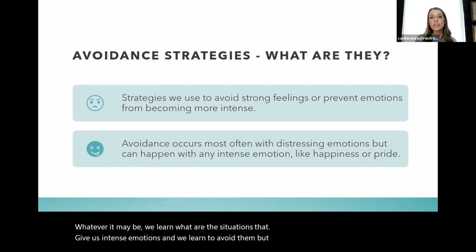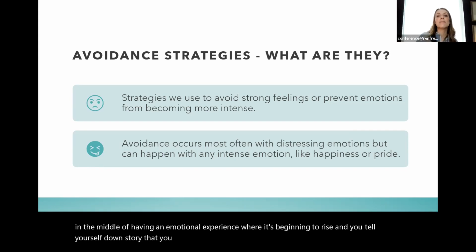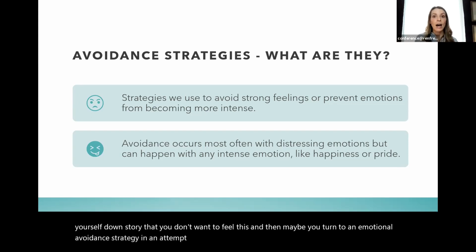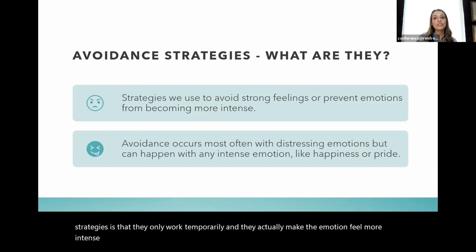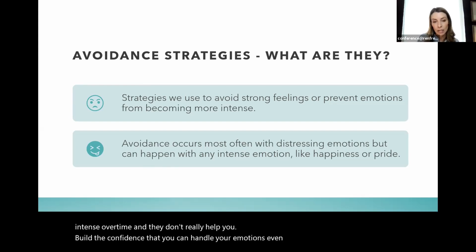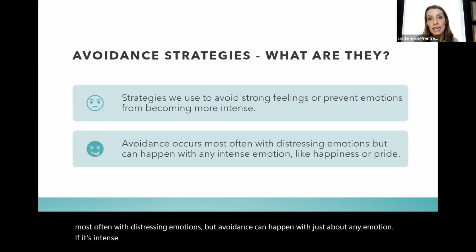But avoidance strategies can also happen in the middle of having an emotional experience where it's beginning to rise, and you tell yourself that story that you don't want to feel this, and then maybe you turn to an emotional avoidance strategy in an attempt to cope with it. However, the problem with avoidance strategies is that they only work temporarily, and they actually make the emotion feel more intense over time, and they don't really help you build the confidence that you can handle your emotions, even at their peak. So avoidance occurs most often with distressing emotions, but avoidance can happen with just about any emotion if it's intense enough, even like happiness or pride.